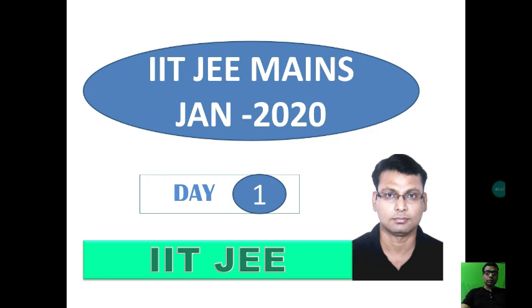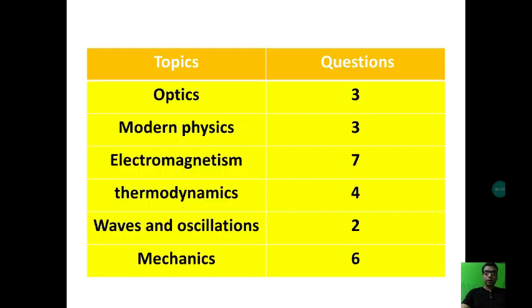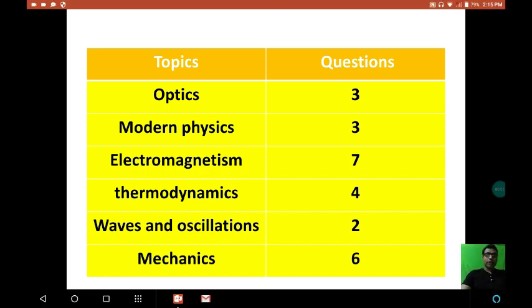Before we take up the paper, I would like to segregate the questions which have been asked in the paper by topic. In optics there are 3 questions, modern physics 3 questions, electromagnetism 7 questions, thermodynamics 4 questions, waves and oscillations 2 questions, and mechanics has 6 questions. So these are the questions. Let us start with the problems.